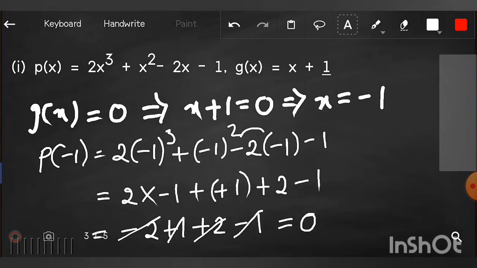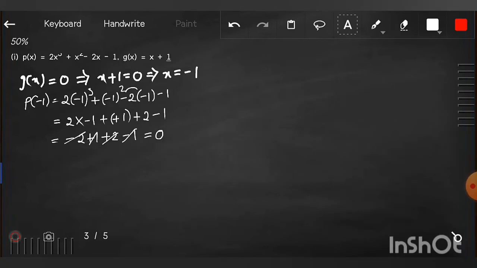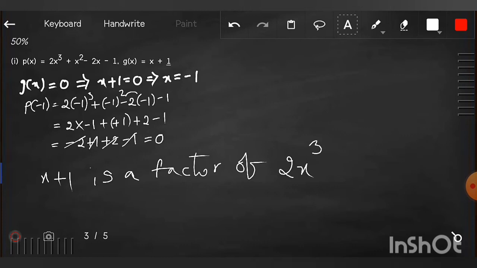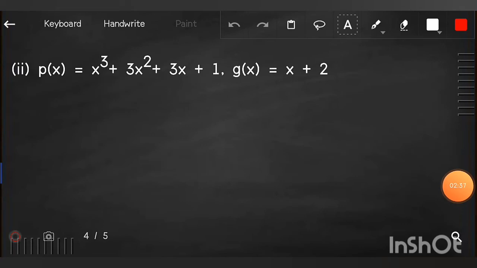Therefore we can say that x plus 1 is a factor of p of x, that is 2x cube plus x square minus 2x minus 1. In the similar way we have to do the second problem also.